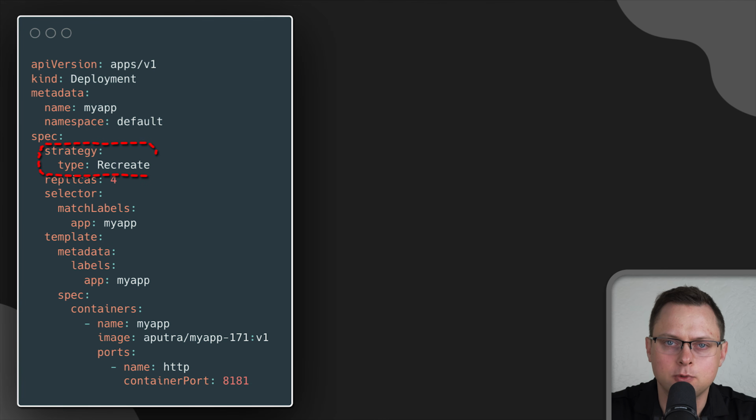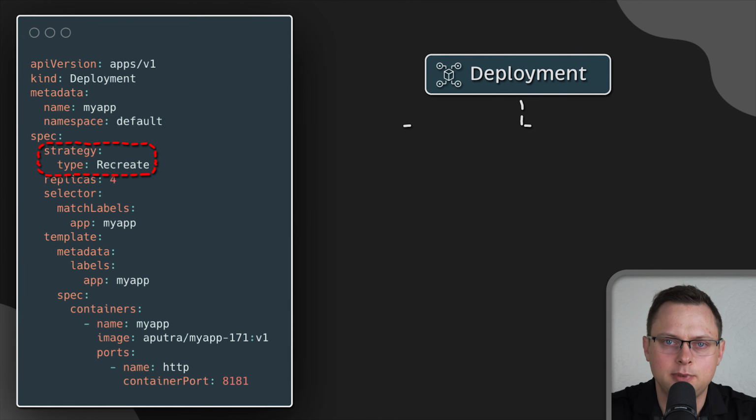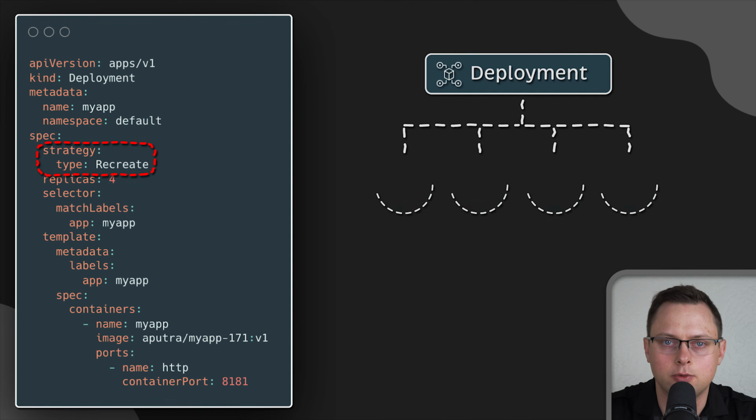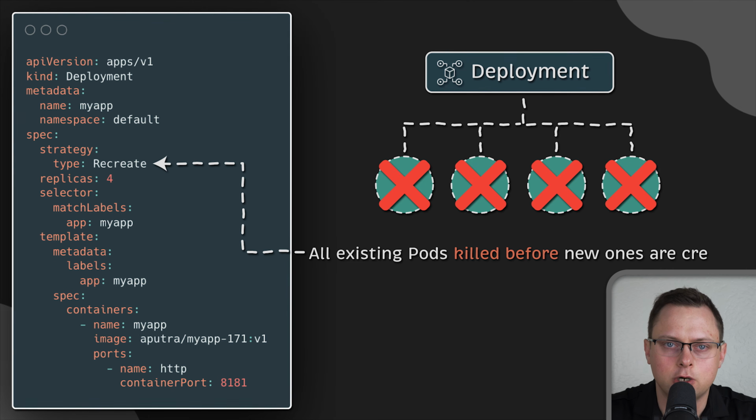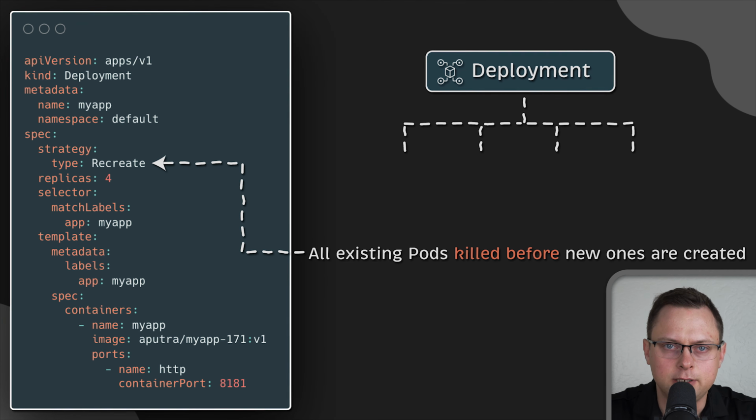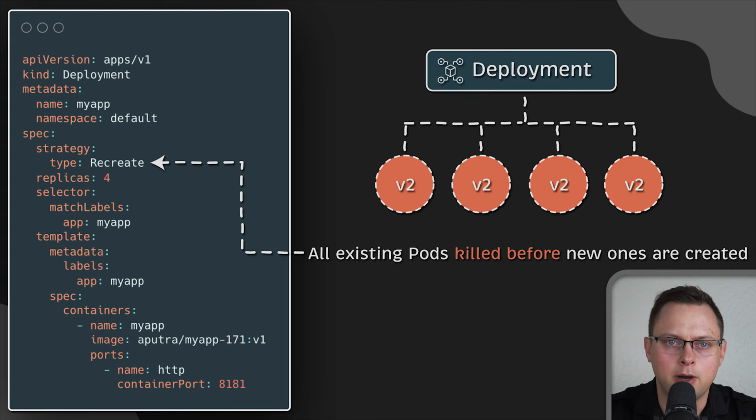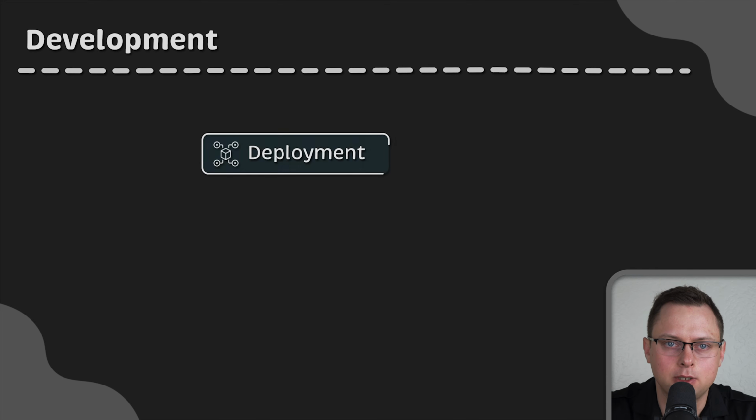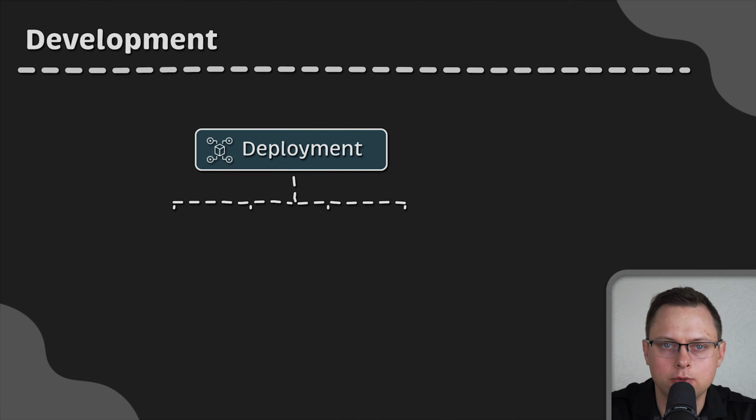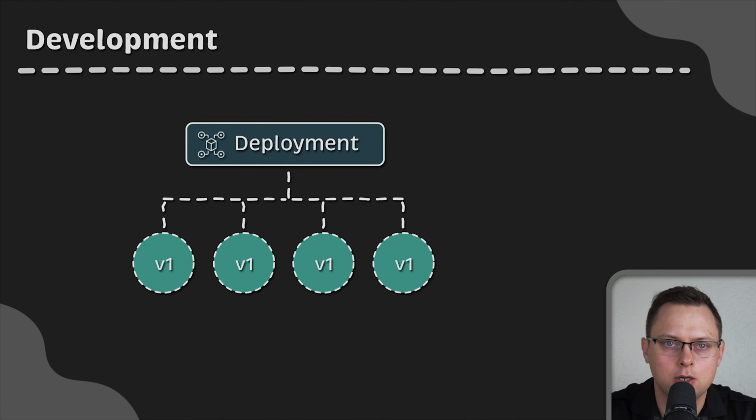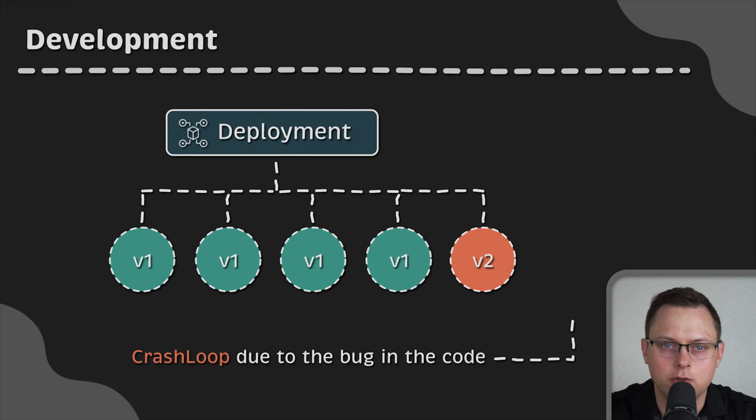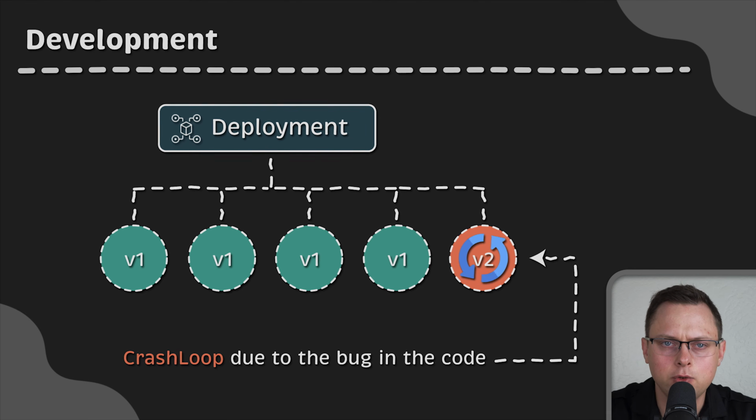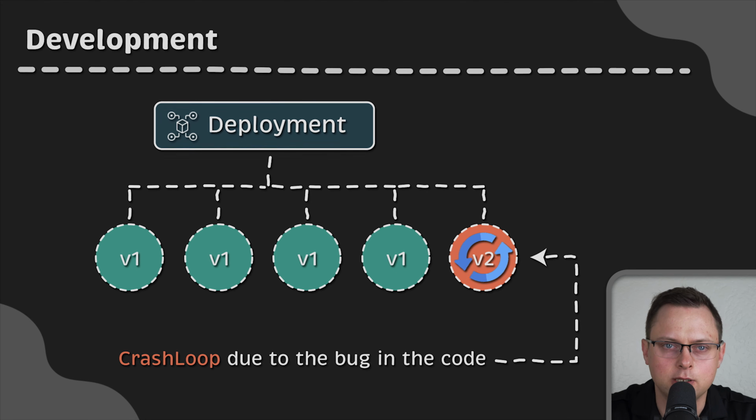The next type of deployment is recreate. This one can be dangerous because it can cause downtime. No matter how many pods you have under that deployment, when you trigger the upgrade, all of them will be immediately terminated and replaced by new ones with a new version. This type is frequently used in development when you don't really care about downtime. If you introduce a bug with a wrong upgrade, your deployment can get stuck due to the crash loop. But with recreate, every time you build a new image, your deployment will be immediately upgraded.